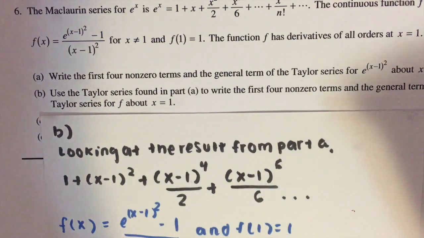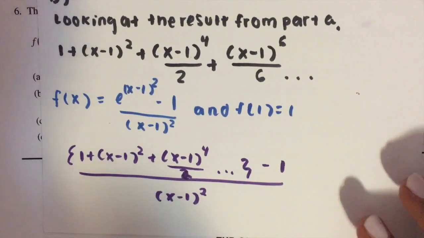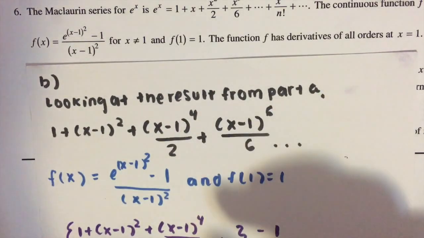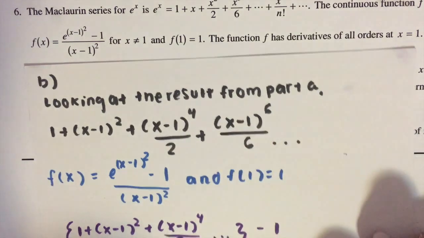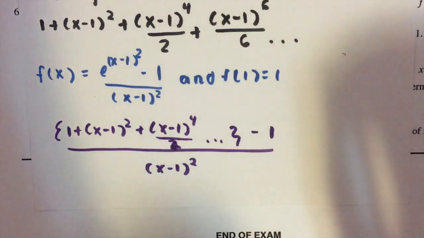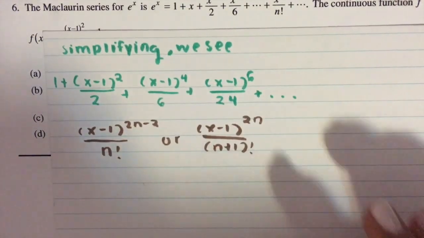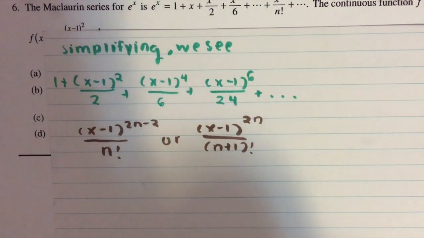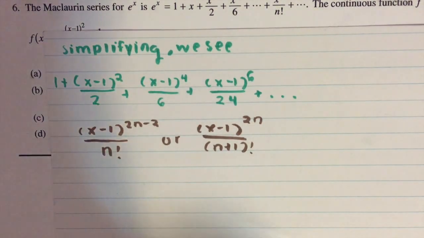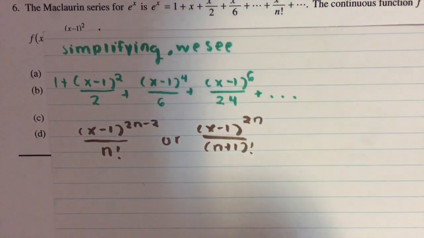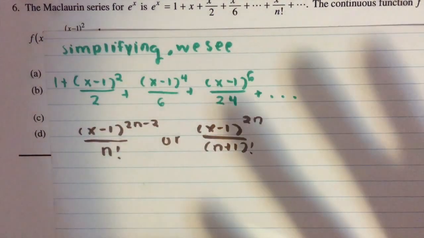So we can plug that into f of x, as you can see here. I've plugged it in right here, and f of x again was e to the (x minus 1) squared, minus 1, over (x minus 1) squared. So this is the equation plugged in. After simplification, we get 1 plus (x minus 1) squared over 2 plus (x minus 1) to the 4th over 6 plus (x minus 1) to the 6th over 24. For a general term, we can either go with (x minus 1) to the 2n minus 2 over n factorial or (x minus 1) to the 2n over (n plus 1) factorial, and both will yield the same result.